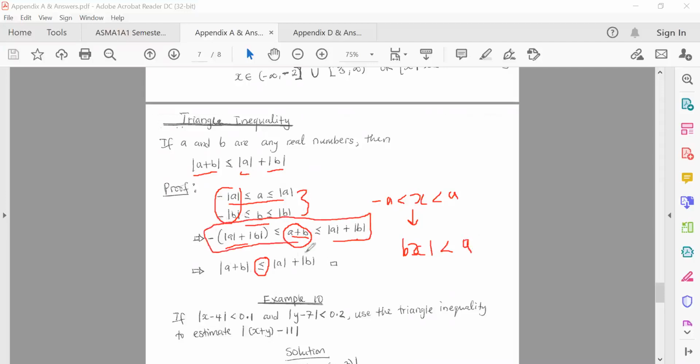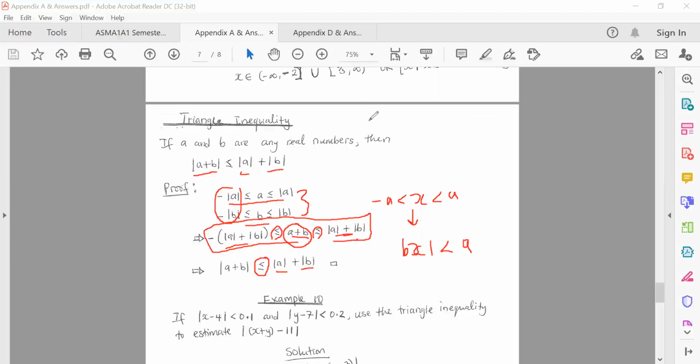We can just say the absolute value of this middle term, which is A plus B. We look at this sign now, we're dealing with less than or equal to, all right? So it becomes less than or equal to the absolute value of A plus the absolute value of B. So that's the end of the proof, all right?